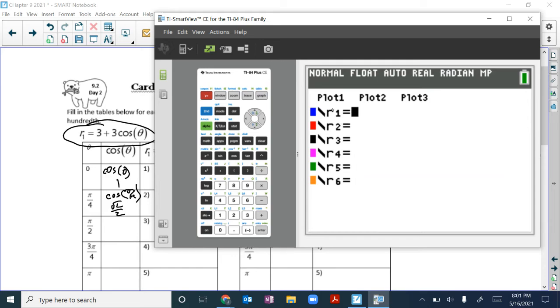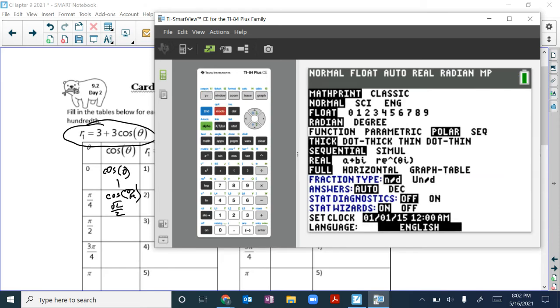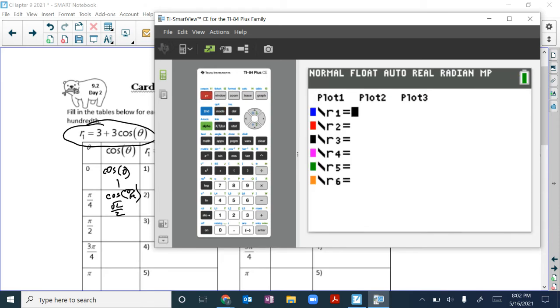And then you're going to hit y equals, just like we would graph anything else, and you'll notice something different. You'll notice it's R1, R2, R3, and so on, instead of Ys. So here we've changed our calculator to polar mode. If you want to change it back, you put it back onto function. Okay. But here it is.